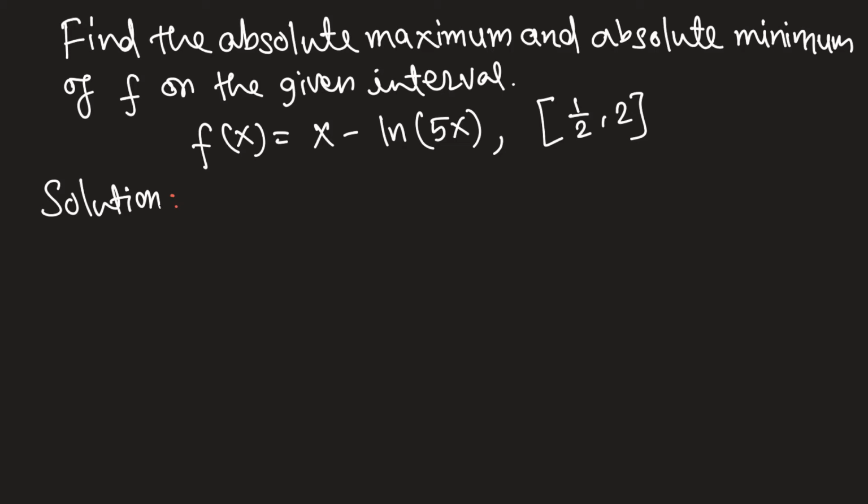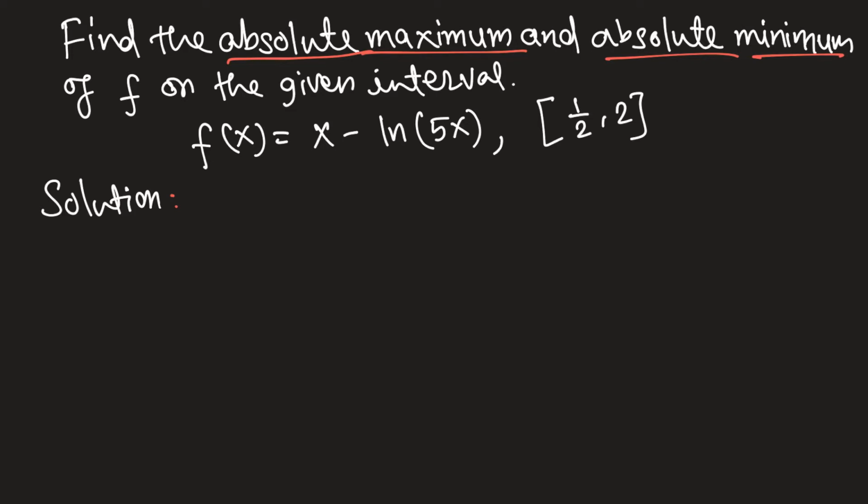Find the absolute maximum and absolute minimum of f on the given interval. So the function is f(x) equals x minus natural log of 5x, and the interval is 1/2 through 2. Okay, and we know that when we are finding absolute max and absolute min, we need to first find the critical numbers of the function.